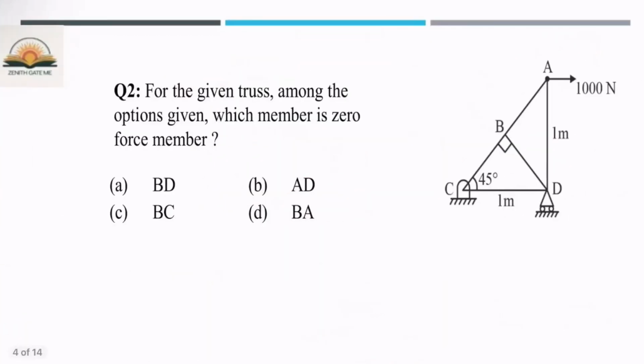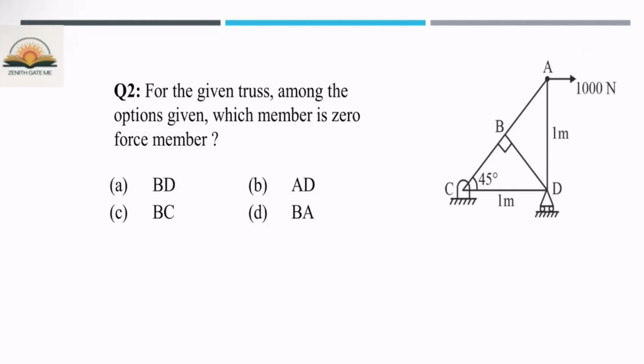Okay. So next question, this question is from Engineering Mechanics. A truss is given. For the given truss, among the options given, which member is a zero force member? That means you have to identify in a particular truss problem which member is carrying zero force. Okay, so the four options are given. Option A is BD, option B is AD, option C is BC, and option D is BA.